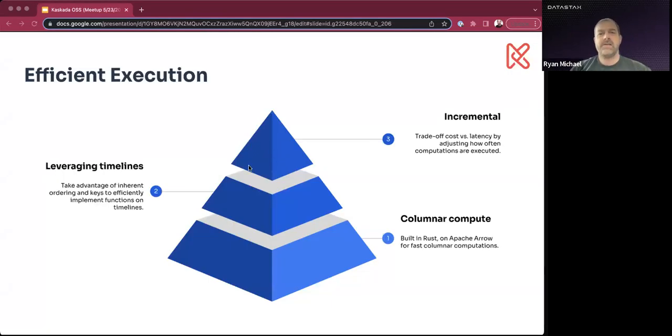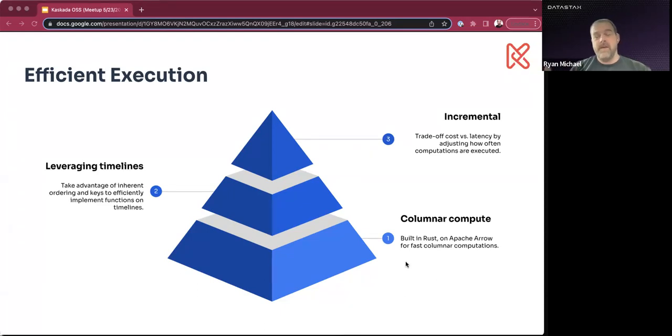And really, this just comes down to the fact that because we've limited the domain of problems we're trying to solve, we can optimize really highly, really aggressively, right? Because all of our data is always ordered and partitioned, there's a number of things that we can do with that data that is harder to do if you don't have those assumptions, right?